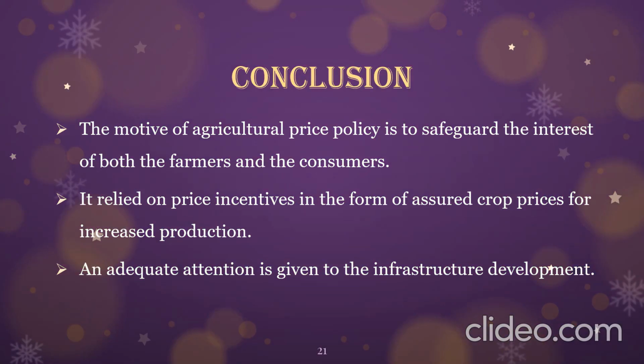With the conclusion of my presentation, the motive of the agricultural price policy is to safeguard the interest of both the farmers as well as the consumers. This agricultural price policy relied on price incentives in the form of assured crop prices for increased crop production. Moreover, adequate attention and special emphasis is given to infrastructural development, establishment of some more agencies apart from the Food Corporation of India, extension of the price policy, rationalization of the price fixation, protection of the consumers, modernization, improvement in agricultural marketing, and improvement in PDS, which will enhance our agricultural production. Thereby, it promotes the farmers as well as safeguards the consumers.